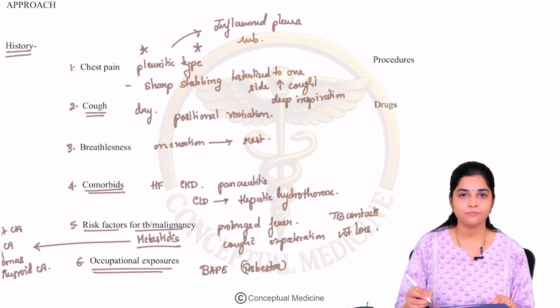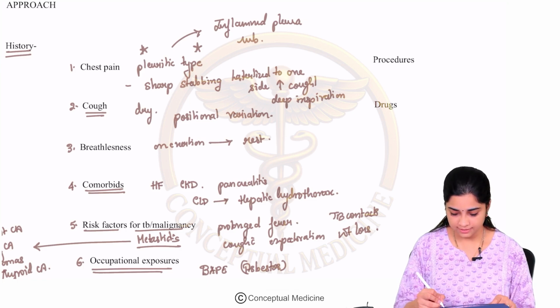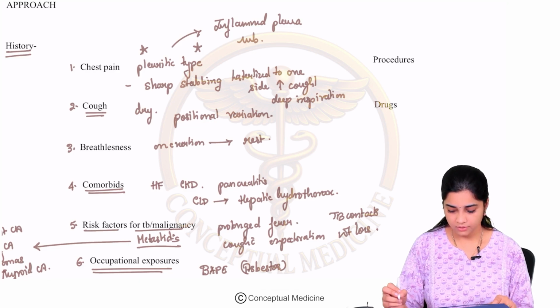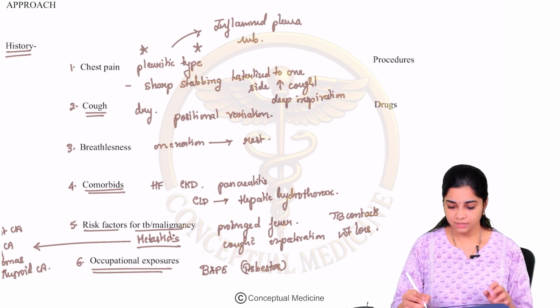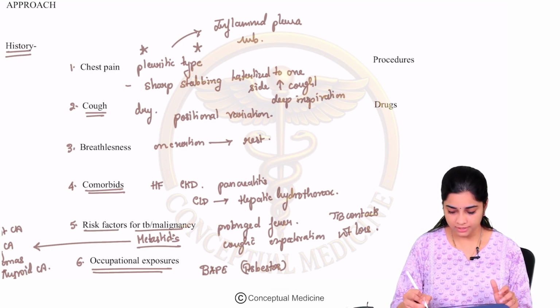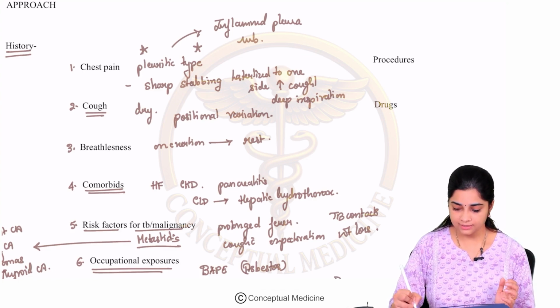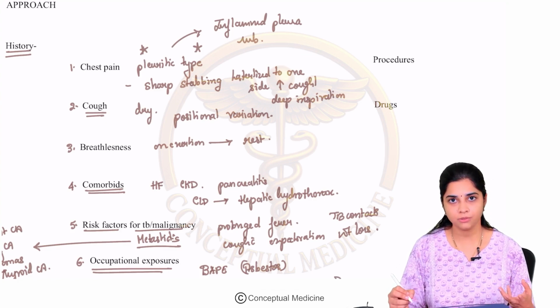Then you'll have to screen for other systemic conditions, especially your autoimmune disorders like your SLE, then hypothyroidism. So these are some of the other conditions, including rheumatoid arthritis, which can result in cholesterol pleural effusion. So these are the other systemic conditions which can result in pleural effusions.